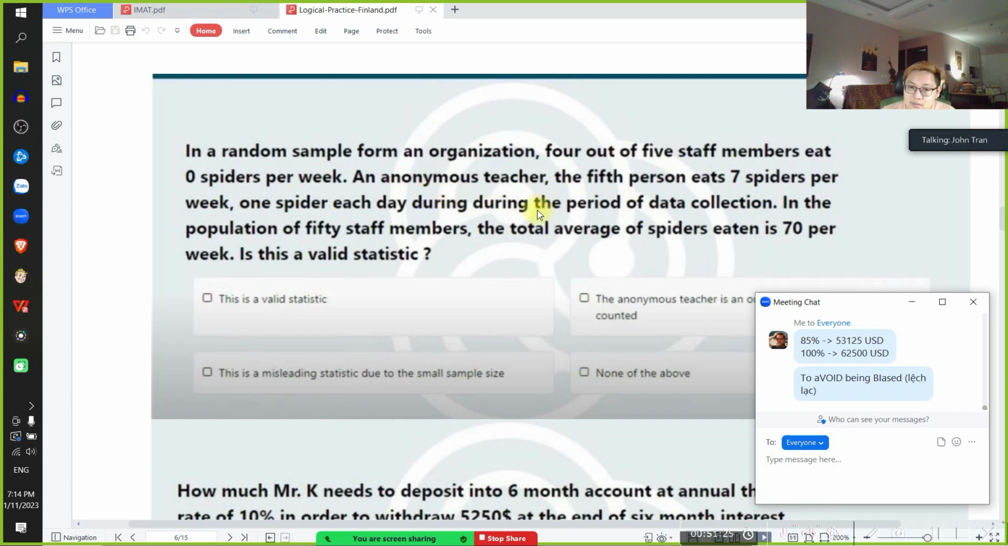It's so small. Yeah, because the sample size is so small now.